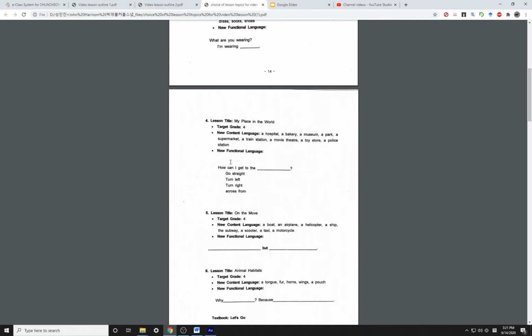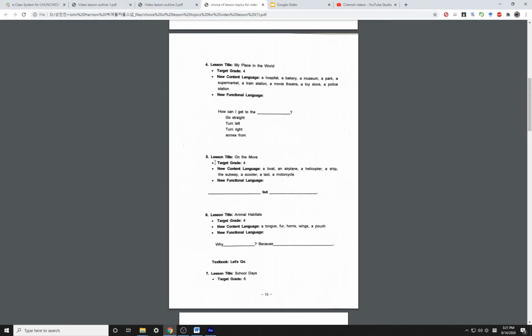Target grade is 4. Content language: a boat, an airplane, a helicopter, a ship, the subway, a scooter, a taxi, a motorcycle. Some interesting article usage here. Out of these examples, we have the introduction of an airplane. Easy to throw in why. Remember, why do we say an airplane instead of a airplane? Then also we have the subway. We don't say a subway, we say the subway. Something to talk about. Blank but blank. This one leaves a lot of freedom of how you're going to express two statements that go against each other.